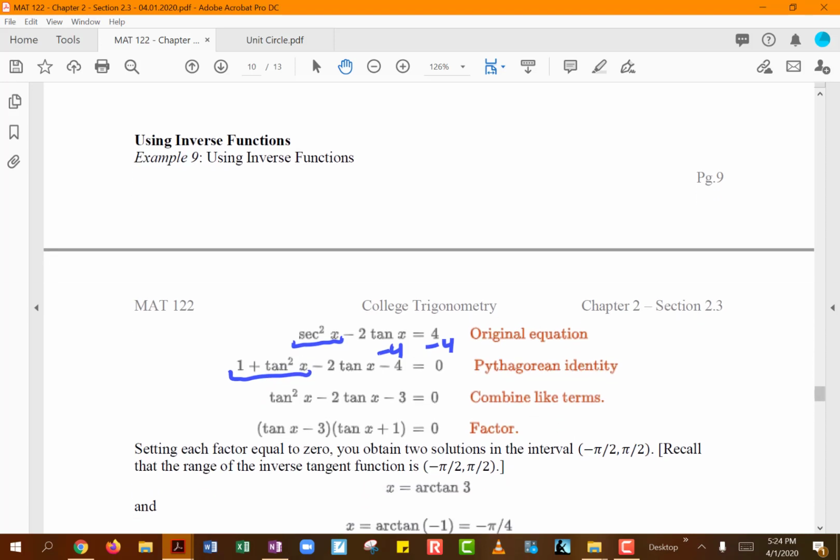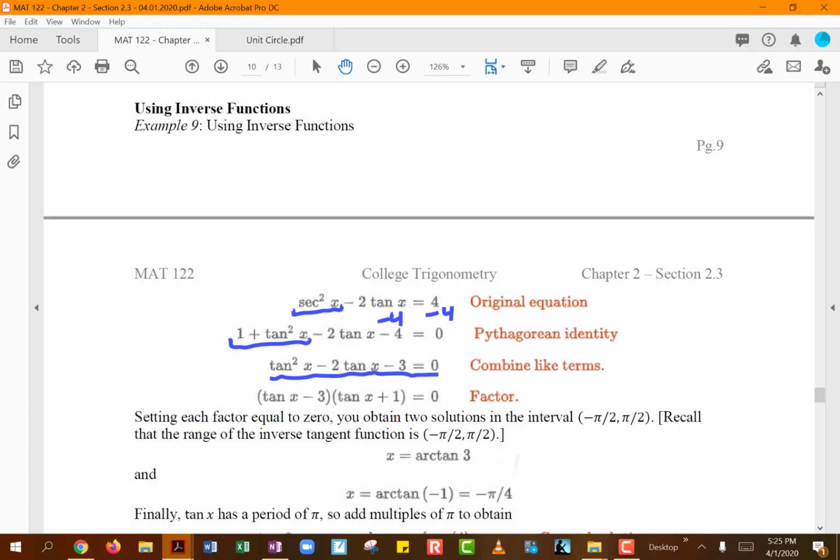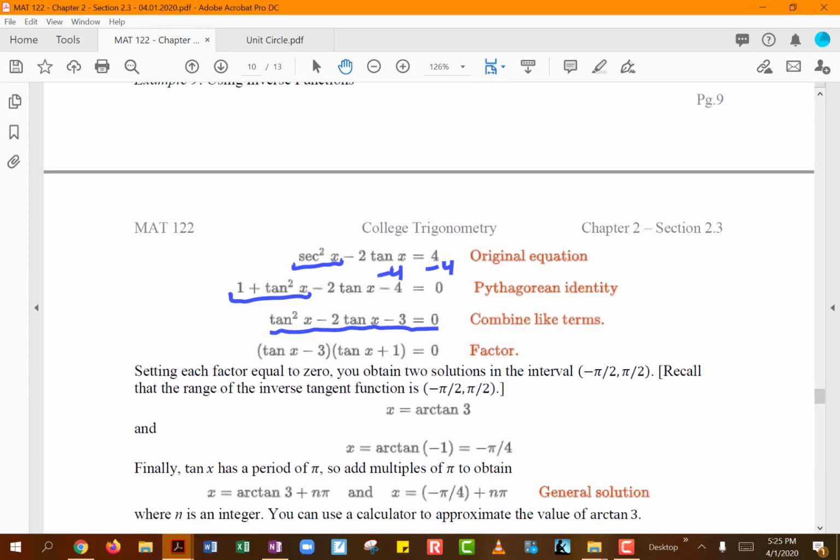Just combining your like terms and simplifying that left hand side, you end up getting tangent squared of x minus 2 tangent of x minus 3 equals 0. And they are actually using the idea that this is a quadratic type of equation, and so they're using factoring to simplify the left hand side. So you're getting tangent of x minus 3, set that equal to 0, and then tangent of x plus 1 and set that equal to 0. So let me show you here what's happening.